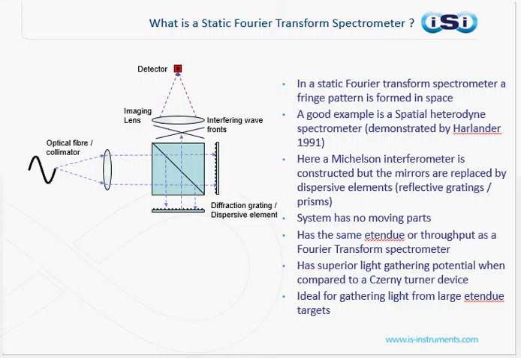The advantage of these devices is they have no moving parts, but have the same étendue, or throughput, as a classic Fourier transform spectrometer. The system has superior light gathering potential, for example, when compared to a Czerny-Turner device. This makes the system ideal for gathering light from large étendue targets.